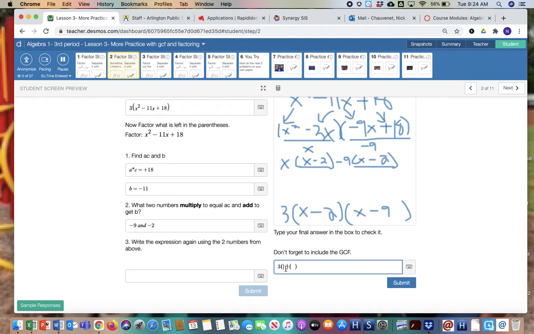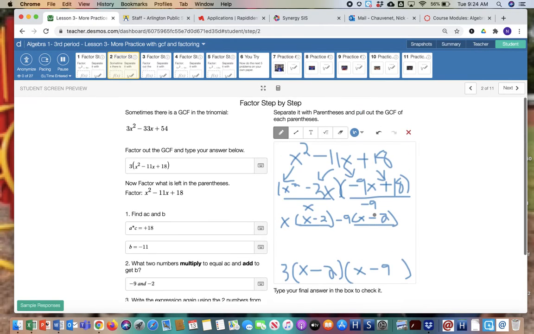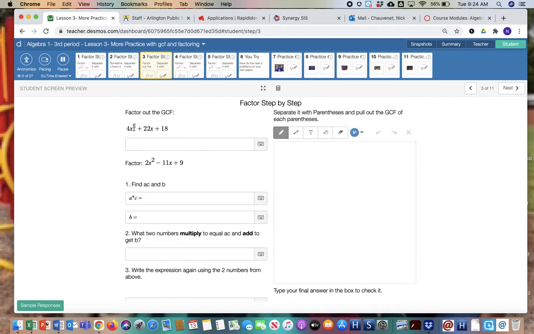So let's put it down here. See, I already put the 3 there. I do the x minus 2. I do the x minus 9. Boom. Okay, and again, we'll do a little bit more of these, quite a bit more of these actually, for lesson 4. So let's just practice it again one more time.